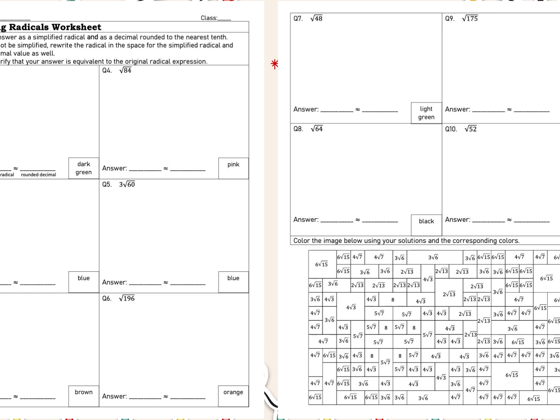So on this one, we do have coloring. All of our answers are in square root form. So you need to write your answer as a radical and then as a decimal. Okay? So this is, we may or may not take this for a grade. I haven't decided yet.